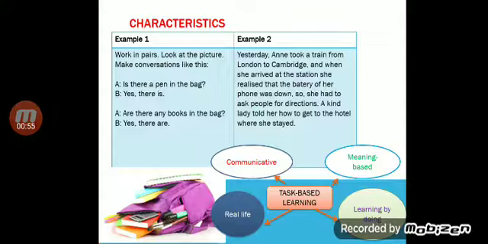As we can see in these examples, the first one refers mainly to grammar, in this case the grammar of there is or there are, while activities such as the second example involve a communicative problem to solve.